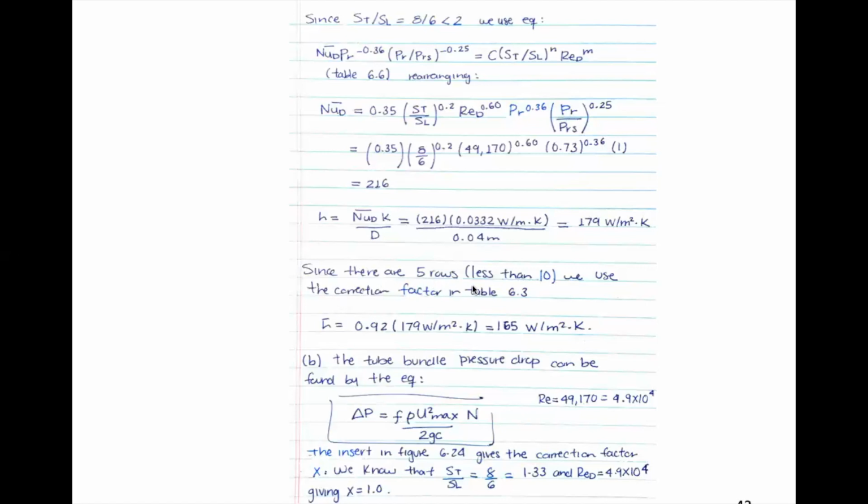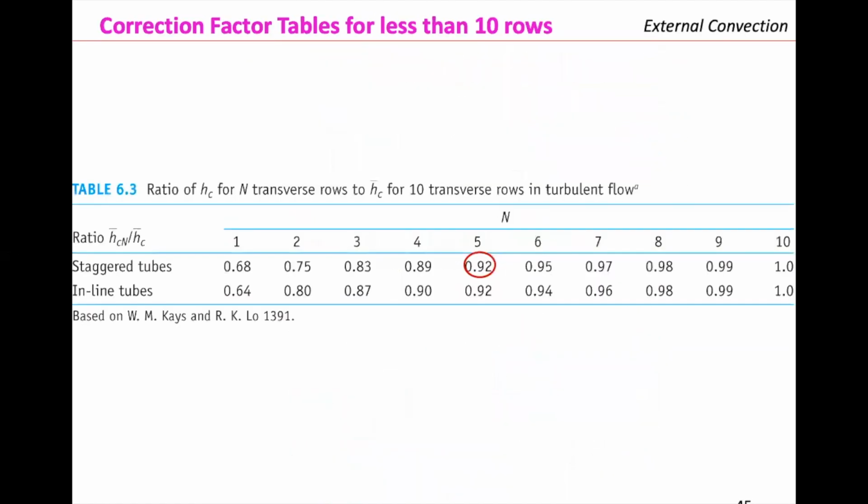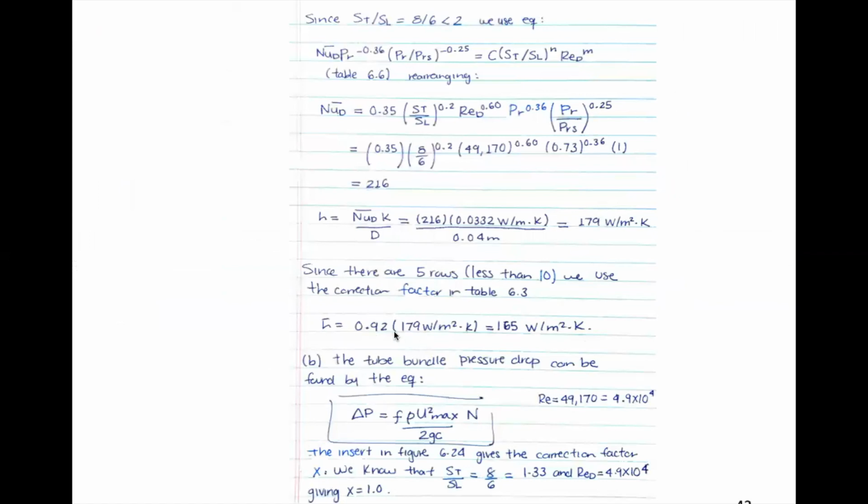Since we have 5 rows, which is less than 10, we need to apply the correction factor in figure 6.3. So 1.79 times my correction factor; I have 5 rows and I have a stagger. So my correction factor is 0.92. So it's what I did here, 0.92 times H. The next question is, what is the pressure drop in the tube bank?